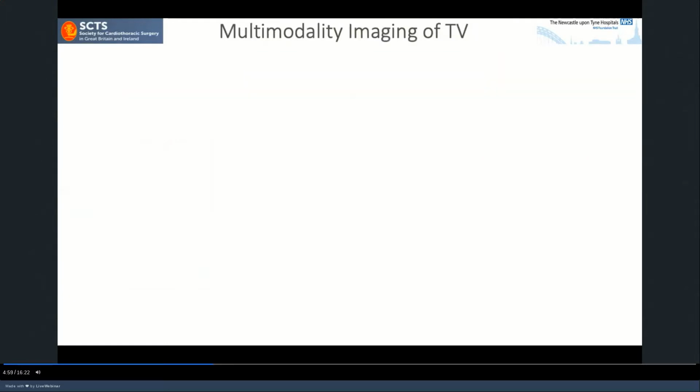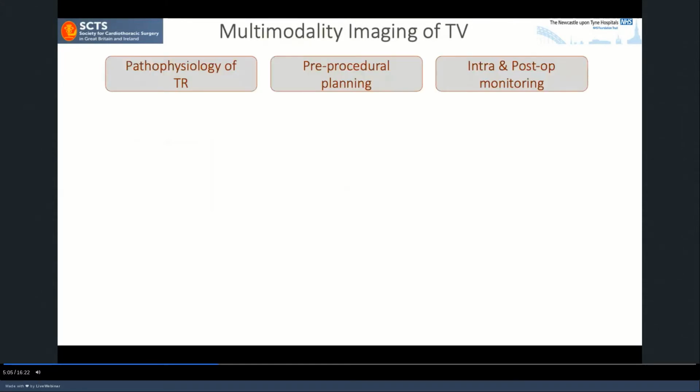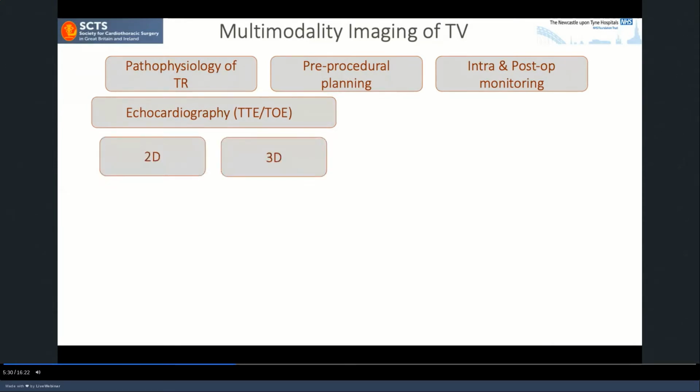So how does multimodality imaging help with making pre-surgical decisions? The main aim is to try and find the pathophysiology for the tricuspid regurgitation, pre-procedural planning as a result of that, and then monitoring both intra and post-operatively. And I think everyone would agree that echocardiography is the cornerstone imaging modality for the tricuspid valve, both in form of transthoracic and esophageal. You can take 2D or 3D imaging here, and we do agree that cross-sectional imaging does come, and in this day and age, one cannot completely be shy of it, and therefore CT and MRI do have their place.